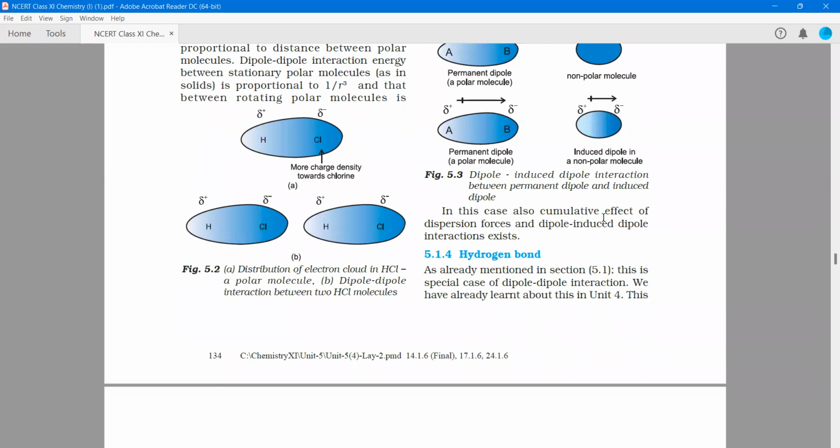So in this case also, a cumulative effect of dispersion forces and dipole-induced dipole interaction exists. Again, this is a cumulative effect of dispersion forces and dipole-induced dipoles. So dispersion forces are everywhere.